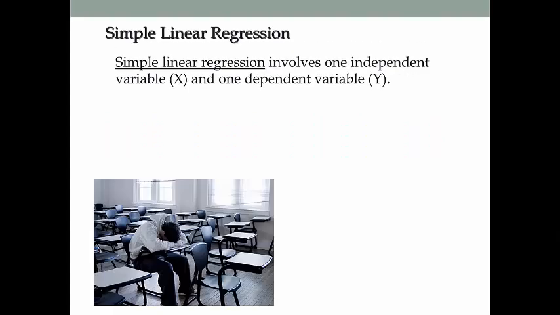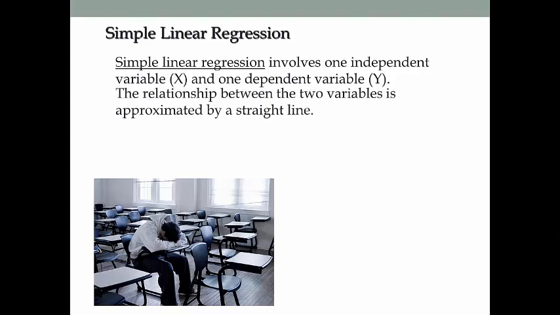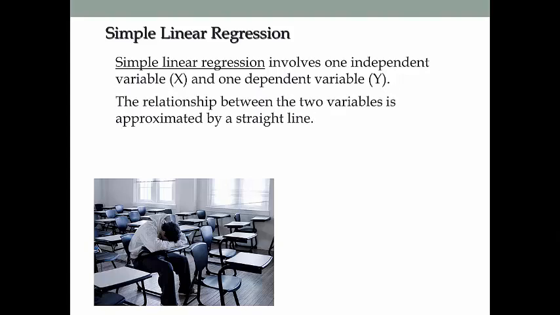This involves, as mentioned, one independent variable. This is the variable doing the explaining. We sometimes call this the explanatory variable. And this is notated as x. And recall that x is the horizontal axis in that two-dimensional xy graph. And the dependent variable, the variable that's being explained, is the y variable. And typically this variable will be on the vertical axis. And the relationship between the two variables is approximated by a straight line. So when we're doing linear regression, we're trying to approximate a relationship using a straight line.